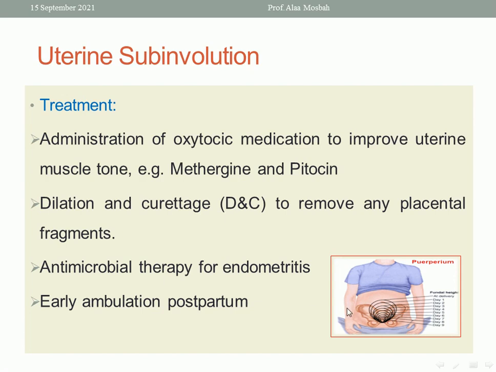As you see in the picture, the uterus after delivery is immediately at the level of the umbilicus. After 1 week, it is midway between the umbilicus and symphysis pubis, and each day it drops by 1 centimeter until it becomes a pelvic organ and returns to the pre-pregnancy state.